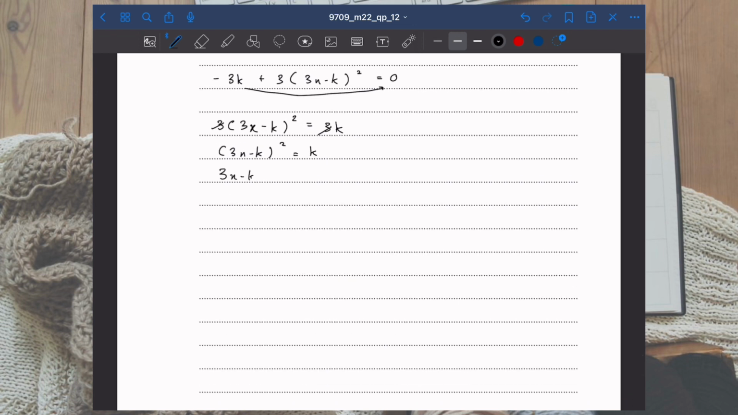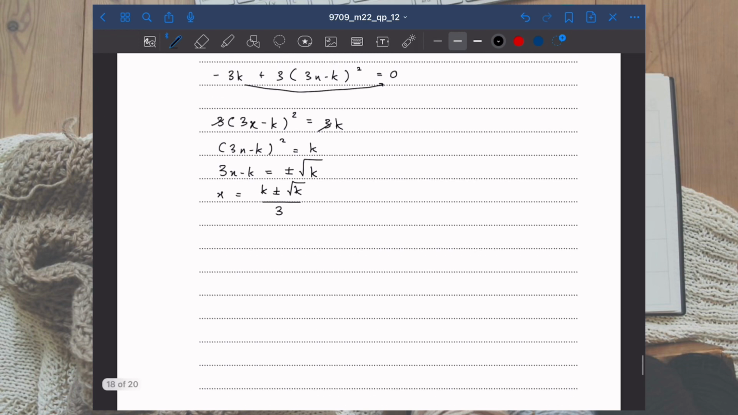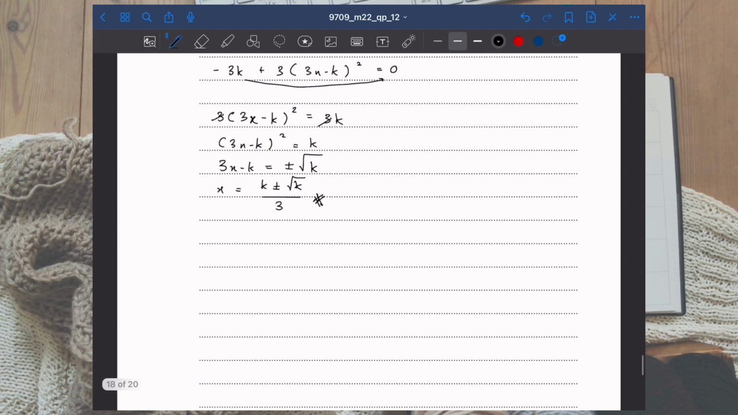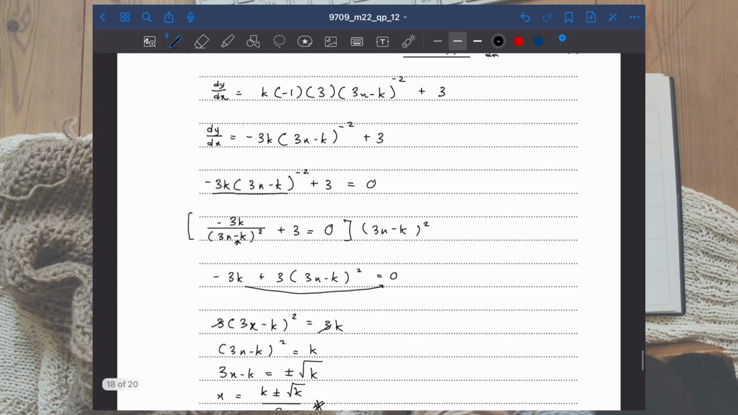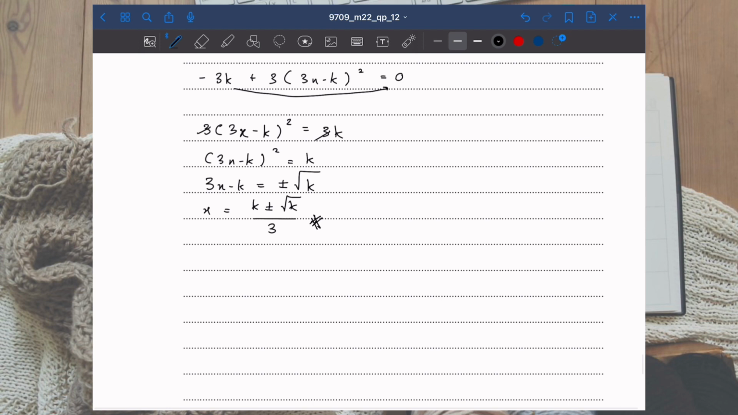The 3x minus k will either be positive or negative square root of k. So rearranging to give x will give us k plus minus square root of k over 3. So these will be your values of x at your stationary point in terms of k, which is either k plus square root of k over 3 or k minus square root of k over 3.